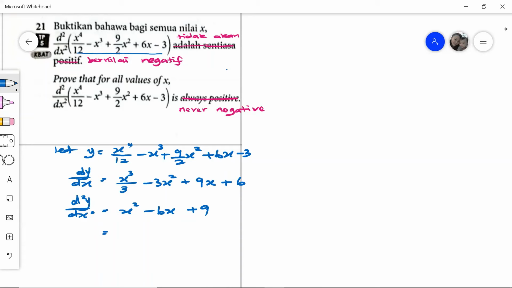And then this one, we can actually write in the vertex form, complete the square, okay? So we will have x minus 3 squared. So can you see that? We have just proven that for all values of x, any values that we put in, our second derivative will always be more than 0. So that shows that it will never be negative. So we have just proven.